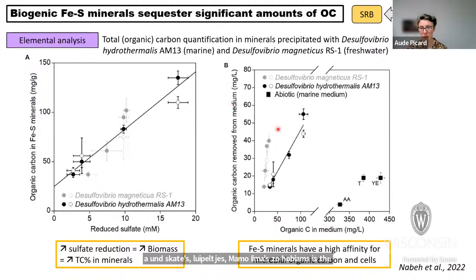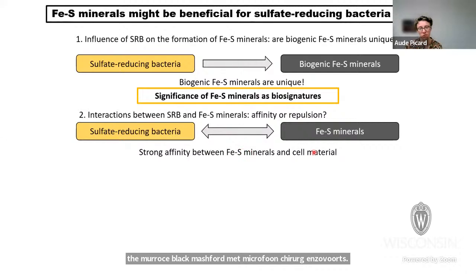And so we also looked at this: organic carbon in medium and the organic carbon removed from the medium in the minerals. So these are the two bacterial systems. These are abiotic conditions where we added mixtures like yeast extract or a mixture of amino acids. And the minerals like the microbial material much better. And so we can see that the minerals have a higher affinity for microbial organic carbon. So there is a strong affinity between the minerals and the cell material.